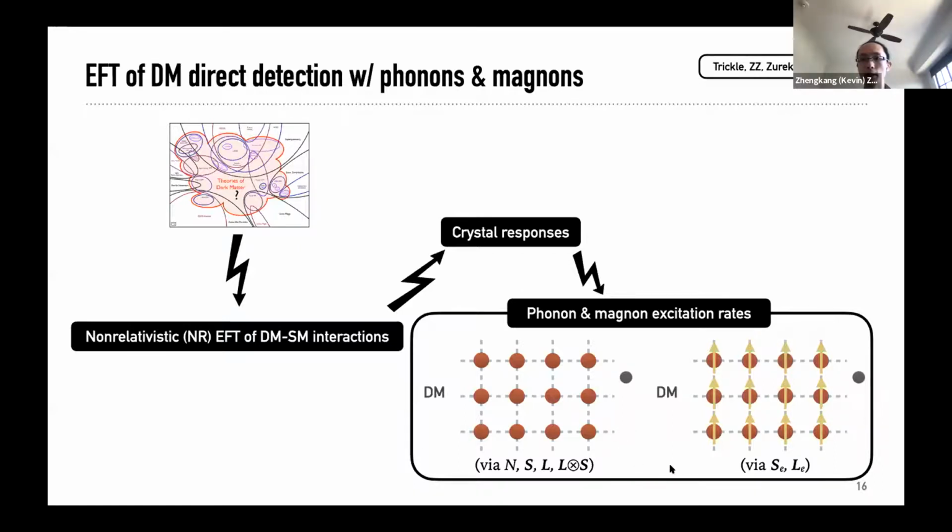But magnons can only be produced under more restricted circumstances. The ionic spins only come from the electrons, but not the nucleons. So it has to couple to the electron. And also in most cases, it has to involve the coupling to the spin of the electron. And in some more exotic cases, the coupling to the orbital angular momentum can also contribute. So that's basically the big picture of what we have done.